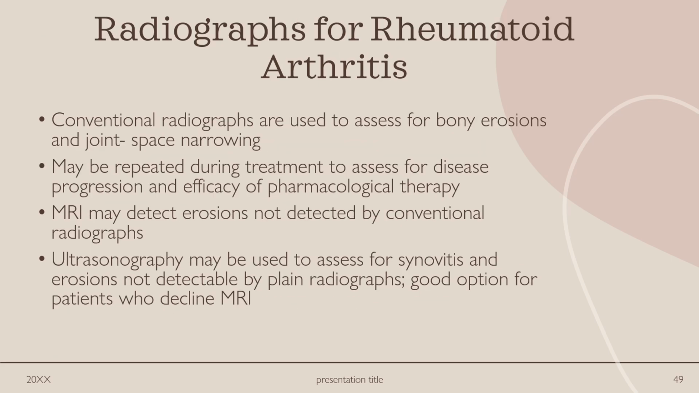Radiographs for rheumatoid arthritis. Conventional radiographs are used to assess for bone erosions and joint space narrowing. These may be repeated during treatment to assess for disease progression and the efficacy of pharmacological therapy. So we can see if things are getting better or worse. MRI can detect erosions not detected by conventional radiographs, and ultrasonography may be used to assess for synovitis and erosions that are not detectable by plain radiographs. Good option for patients who will decline an MRI.